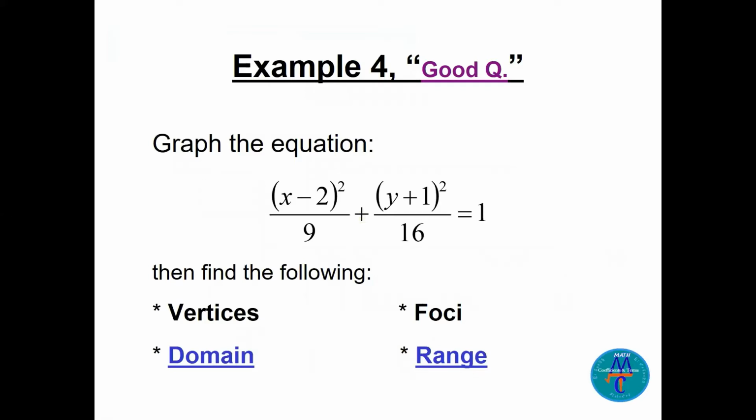Let's see example number 4. Good example, which is not difficult, medium question. X minus 2 squared over 9 plus y plus 1 squared over 16 is equal to 1. This is ready. We don't have to do anything there. Then find the vertices, the foci, the domain, and range.